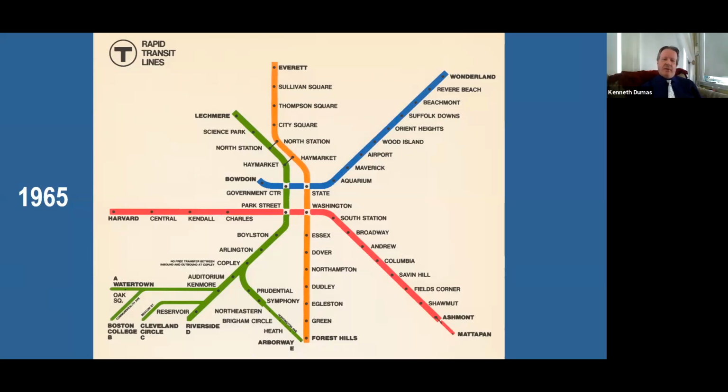Now, if we look at this map today, we can see that a lot has changed on the MBTA in the past 55 years. So looking at this map, we can see that this does not show the extension of the Red Line going all the way to Alewife.